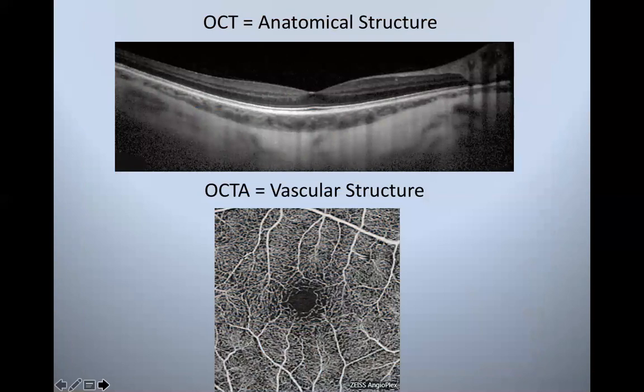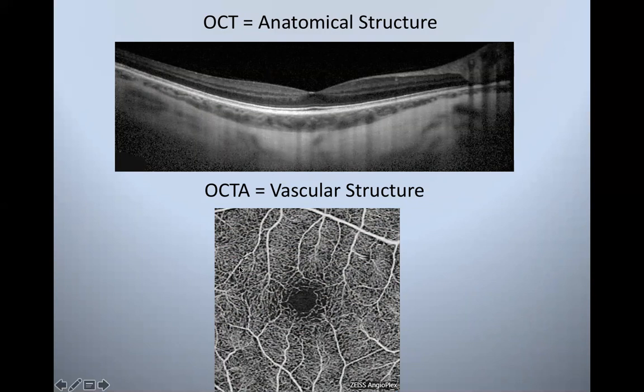So this is probably the most important way to think about OCT versus OCT angiography. OCT will give you anatomical structure. You can see the anatomy. You can see every layer of the retina. OCT angiography will show you vascular structure. So when I look at vascular structure, I don't know what layer I'm in typically. I can't see the outer plexiform layer. I can't see the inner nuclear layer like I can on OCT.